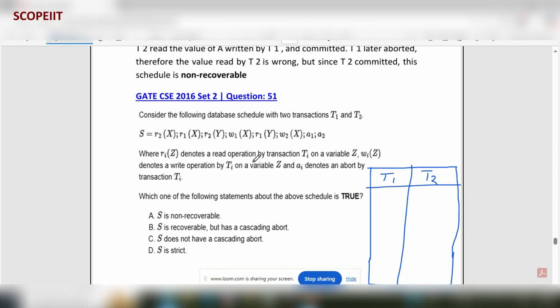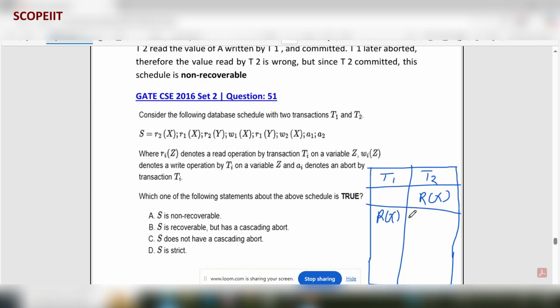Now if you see what they are doing, R2 of X. That means we will perform a read operation in which transaction? 2. So here don't write R2, we can write only R of X. Then R1 of X. That means reading variable X, but in which transaction? 1, so T1. So it will be R of X in T1. And one more thing, don't write it in the same line. It should be written below like this.